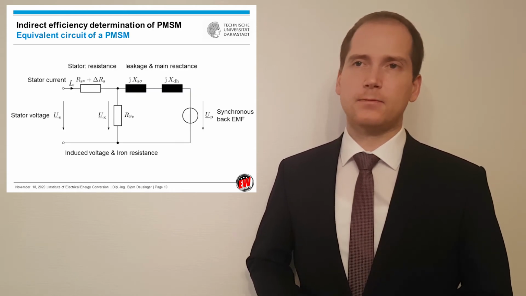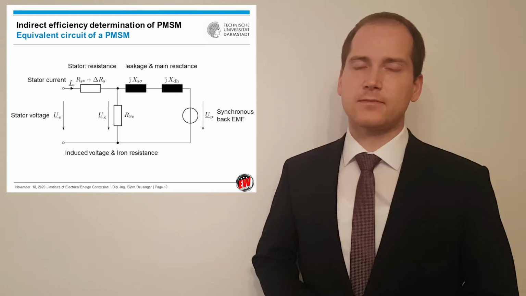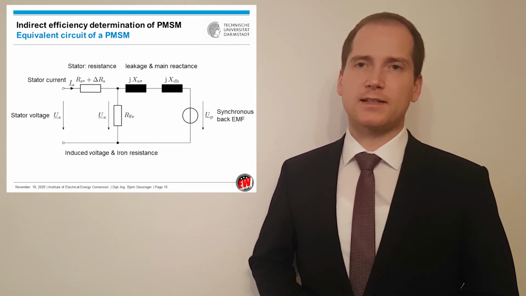If we take a look at the equivalent circuit per phase of a permanent magnet synchronous machine, with the stator terminals at the left, indicated by the stator voltage US and the stator current IS, then the synchronous reactance as sum of the main and the leakage reactance, and the synchronous back EMF UP at the right. Then we notice two resistances, the stator resistance Rs plus delta Rs and the equivalent iron resistance RFE, which are indicating the main loss components. Please keep in mind the induced voltage Ux, which is proportional to the magnetic flux density and drops over the equivalent iron resistance.